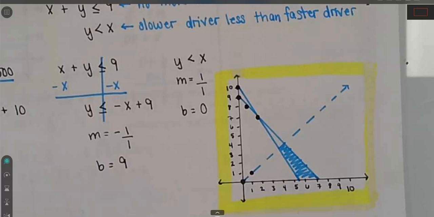Anyone need more time? Did you put that away? Okay, example number 1.